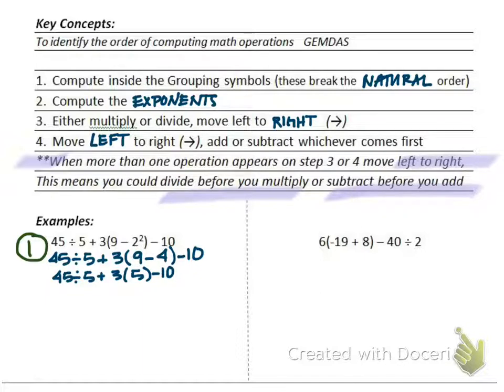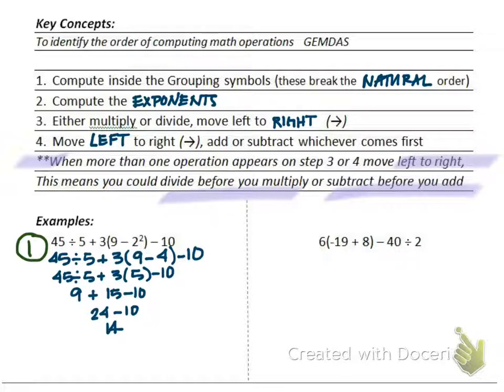The division happens first, so we'll end up with 9 plus 3 times 5, which is 15, minus 10. Now again, working from left to right, I'm going to add 9 plus 15, get 24 minus 10, and then add the 24 minus 10 to get a 14. Whoops. Let's slow down and take a look at our next example. So I'm going to go backwards.